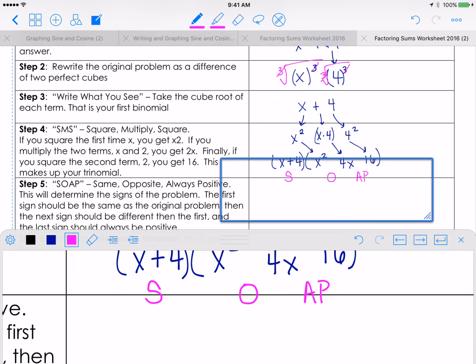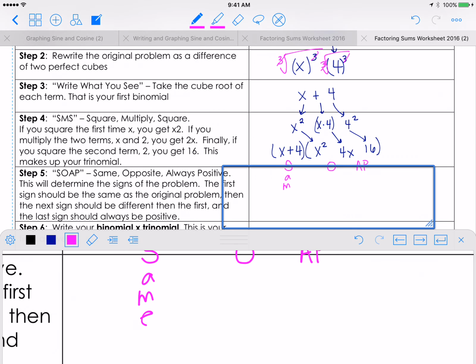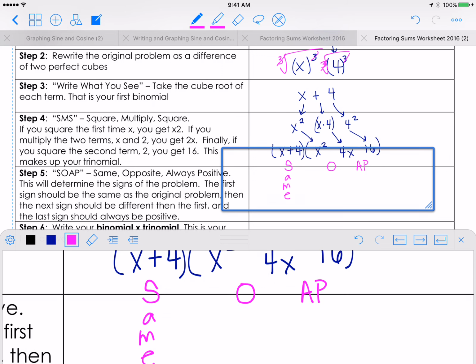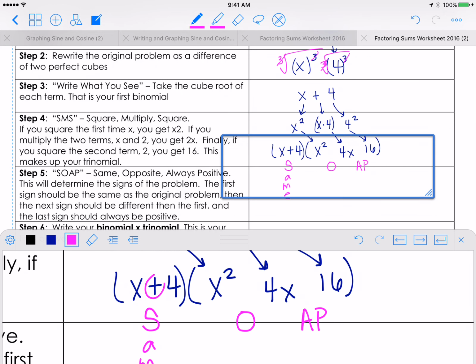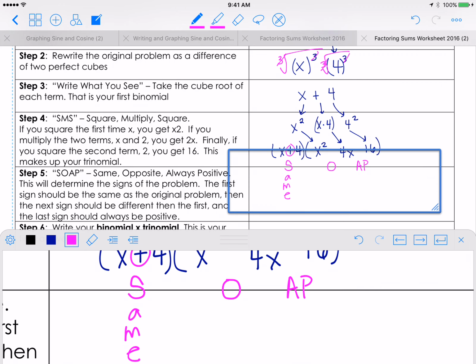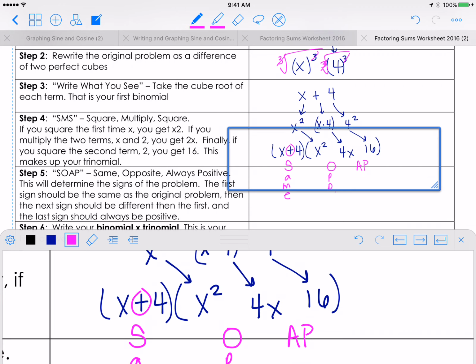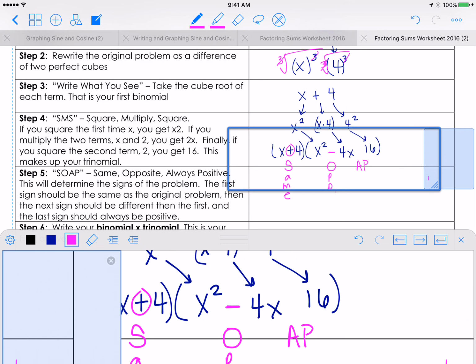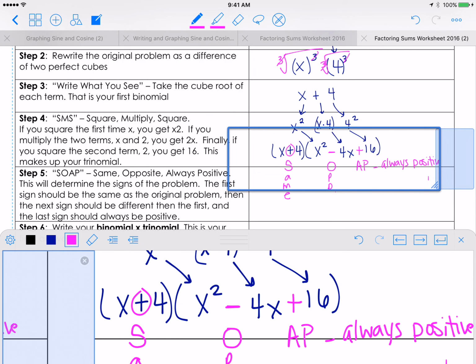So this stands for same. So we're going to take the same term. So we did take the same term, didn't we? Our original problem was x cubed plus 64. So we're going to take that plus sign. And then we're going to say opposite. Well, what's the opposite here? Well, opposite of a positive is a negative. So we're going to have a negative sign. And this AP stands for always positive. So no matter what, this last sign is going to be positive.